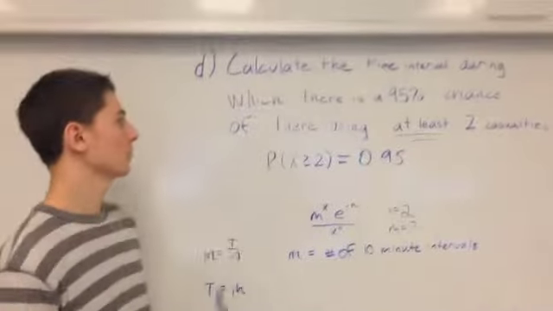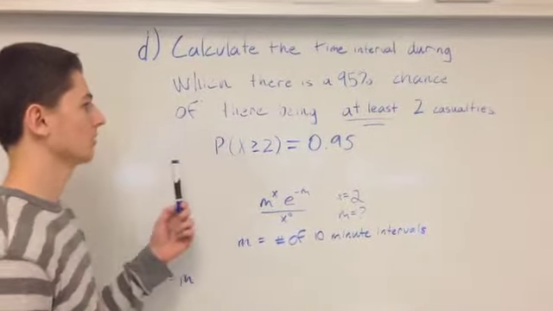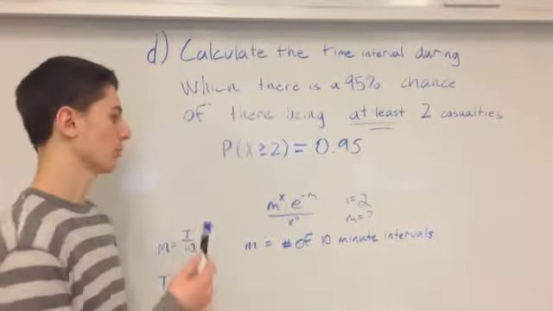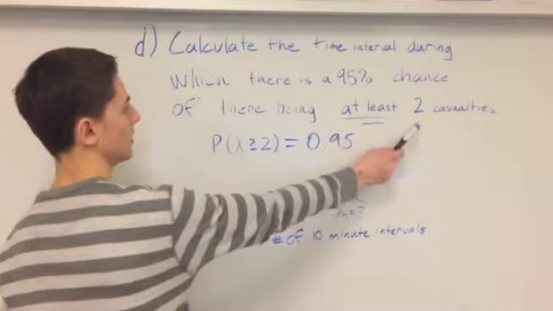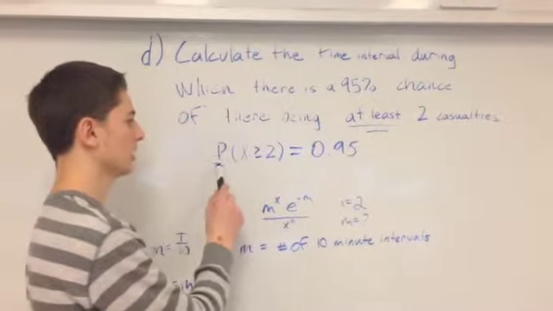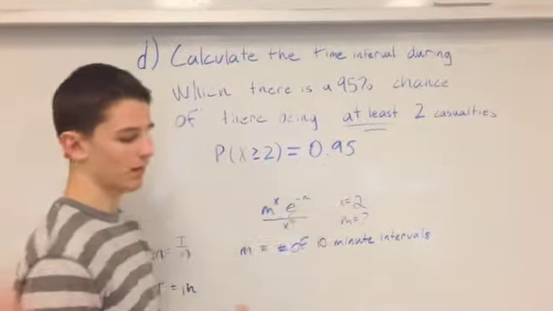So part D of the problem asks you to calculate the time interval during which there's a 95% chance of there being at least 2 casualties. So it's using the same parameters as the first 2 parts, so we're going to be in a Poisson distribution, and it says at least 2 casualties and 95%. So what we're going to be looking at is that the probability that x is greater than or equal to 2, so at least 2, is 0.95.